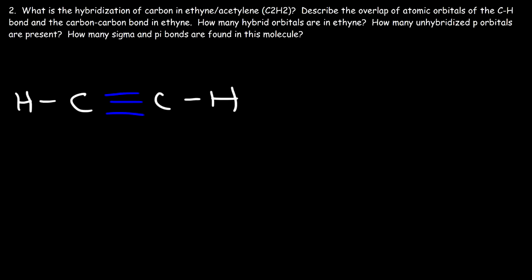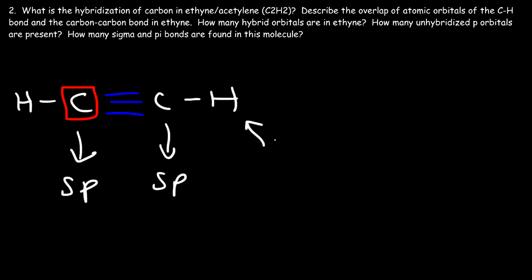Now, let's analyze this carbon. It's attached to 2 other atoms, and so it has a steric number of 2. And so we could say that carbon is sp hybridized. 1 plus 1 is 2, which means this carbon is also sp hybridized. And the hydrogen is basically just s.